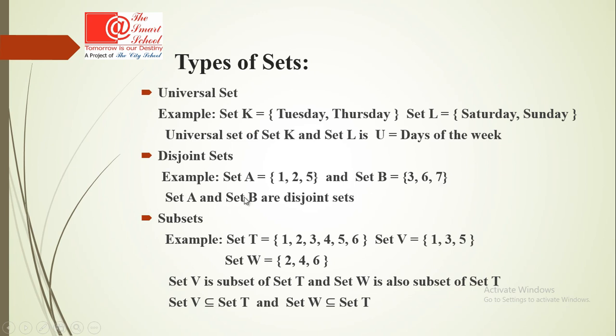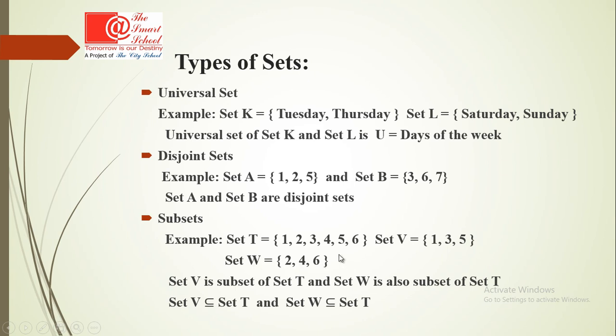So set A and set B are disjoint sets. Now subsets. This type of set is important. You will learn about it later in detail. For example, set T has elements 1, 2, 3, 4, 5 and 6, and set V has elements 1, 3 and 5, and set W has elements 2, 4 and 6.